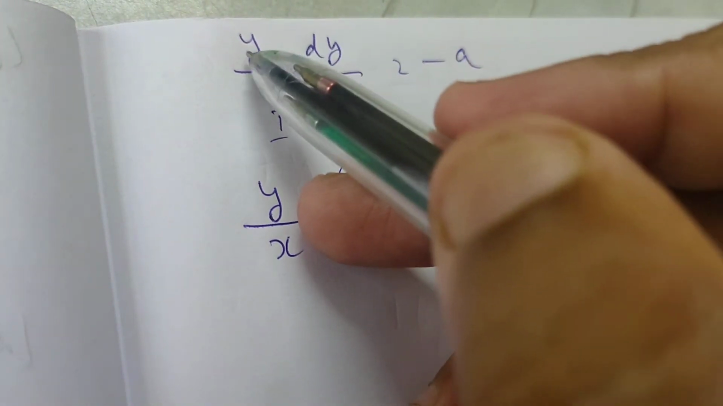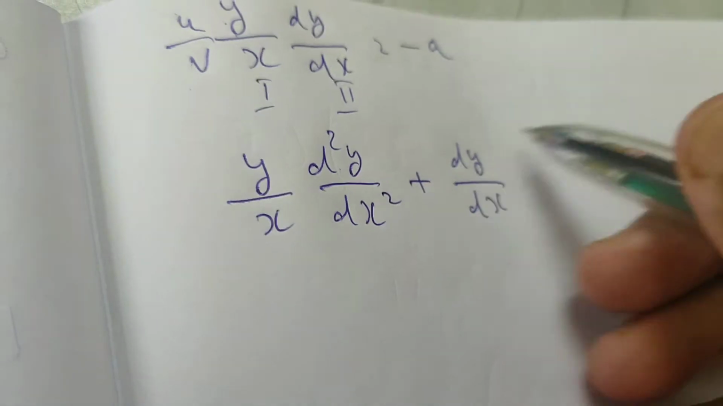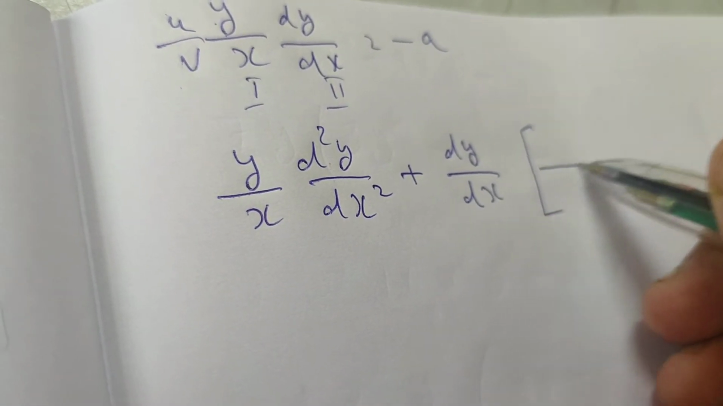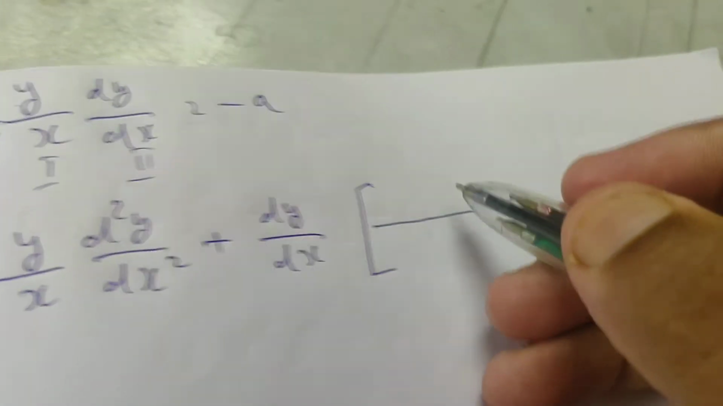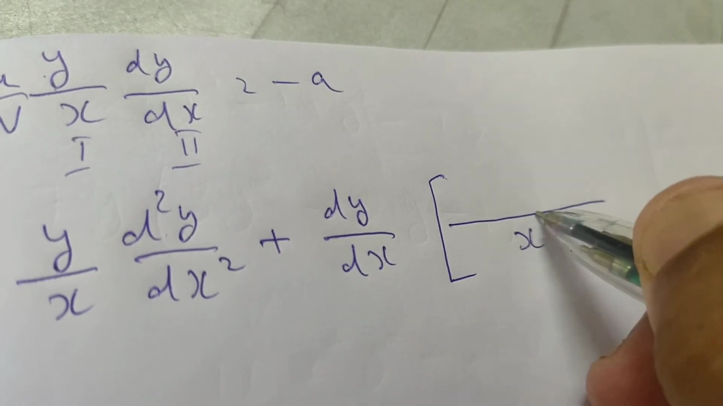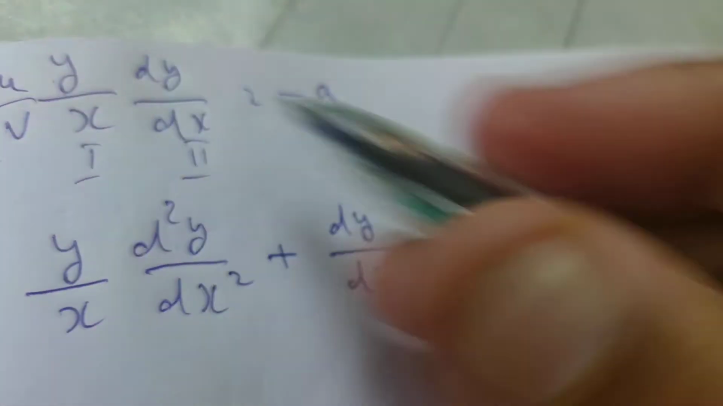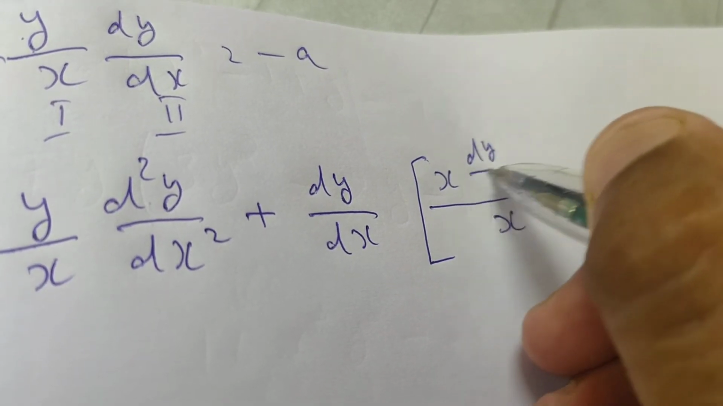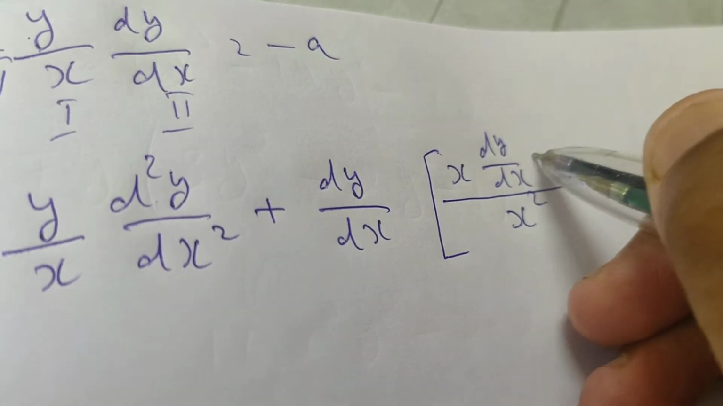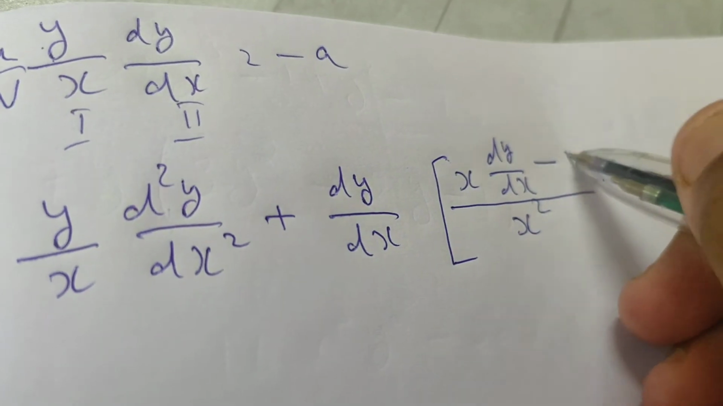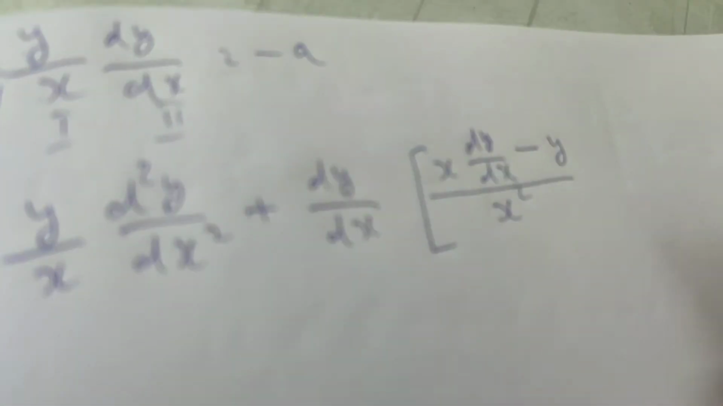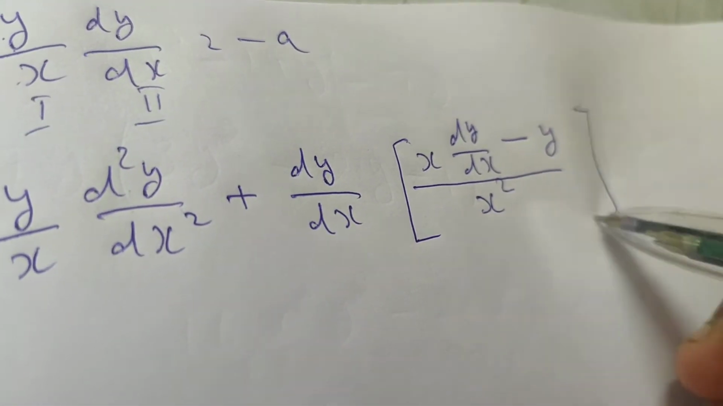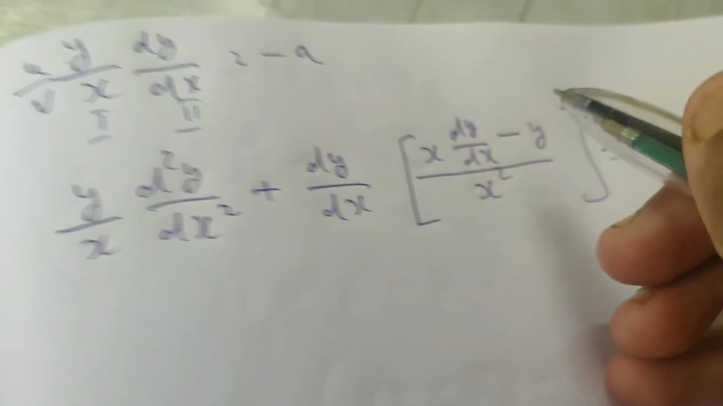What is the derivative of the first function? Again this will come u by v. So apply the u by v method, that is v square, x square, x as it is dy by dx, minus y as it is. The derivative of x you know very well, 1, is equal to 0.